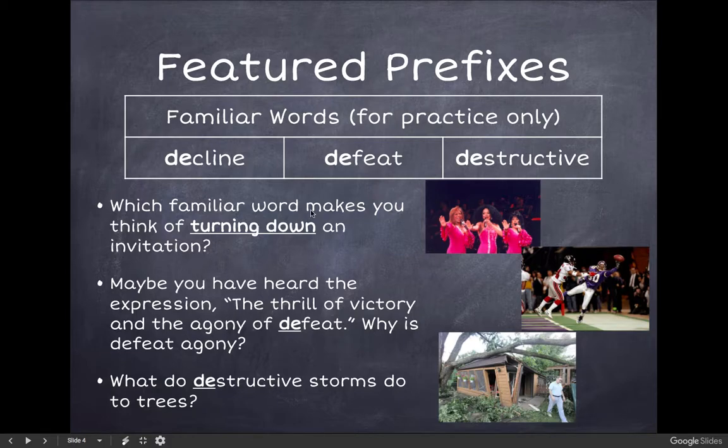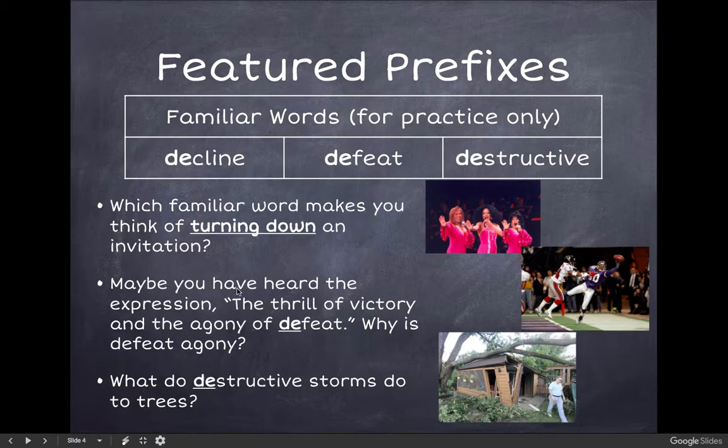Okay, so which familiar word makes you think of turning down an invitation? Well, that's decline. So that's like "Stop in the Name of Love." And the 3 women singing the song put their hands out, stop. And they're declining somebody's advance.